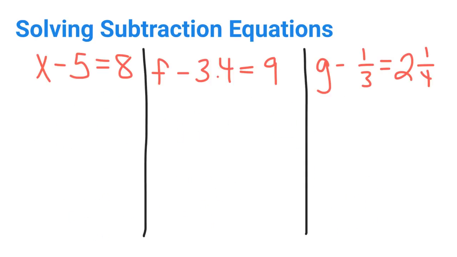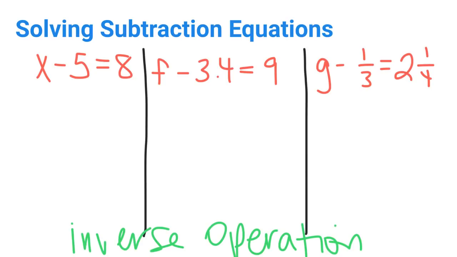Now let's take a look at how we would solve subtraction equations. So think back to how we solved addition equations. We're still using that idea of the inverse operation. And in this case, the inverse operation for subtraction would be addition because that's the opposite operation. So we would draw our line down through our equal sign, and in this instance, we would add 5 to both sides.